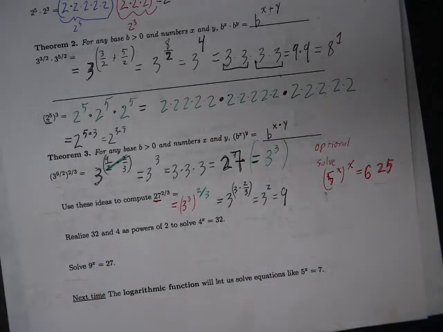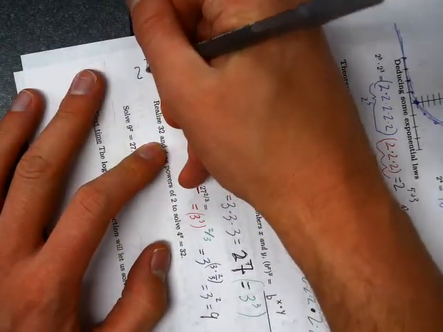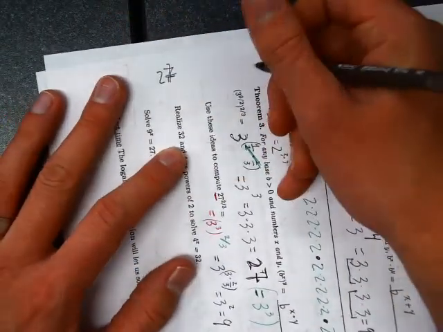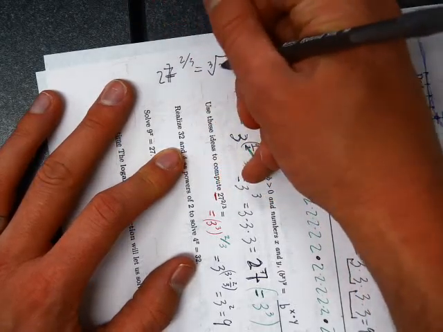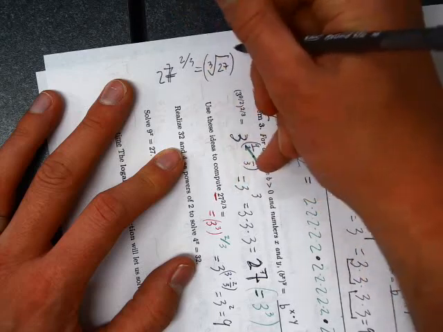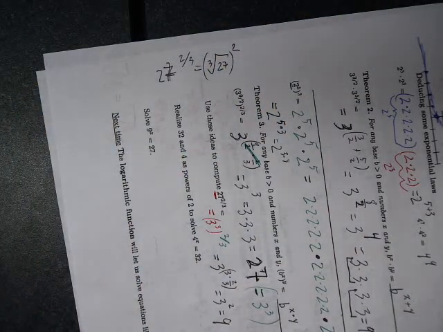People feel pretty good about that? Maybe I'll say that we could have done this already using just the definitions. Because 27 to the 2 over 3, well, that should be the cube root of 27, and then you square it. But you know what the cube root of 27 is, because it's a perfect cube. Any questions so far?